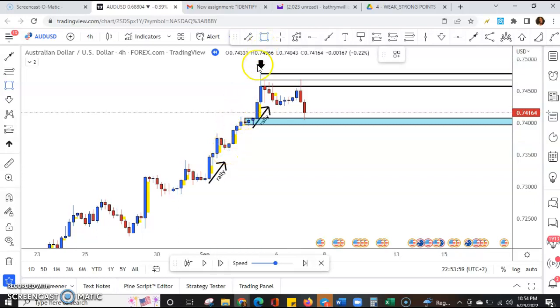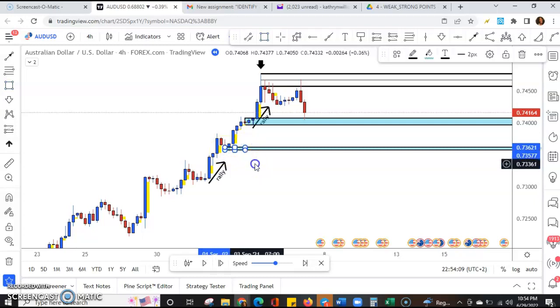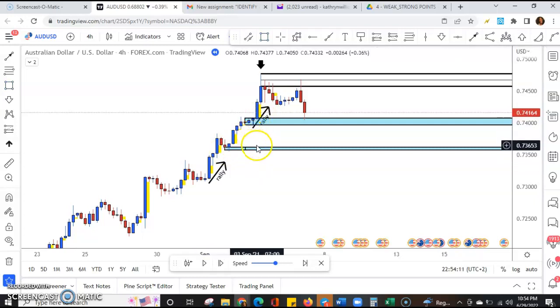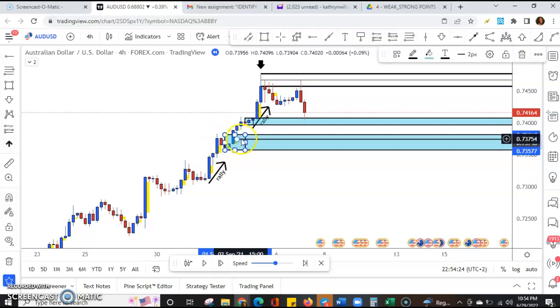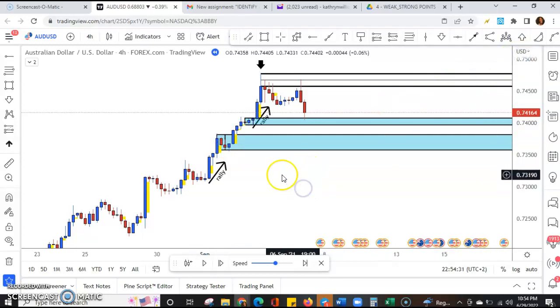Now, don't forget that how you mark your zone can mean the difference of whether or not you are entered in the trade. So remember, if you do wick to body here, there's a possibility that the market comes to this level right here to fill this gap, this imbalance, and continue up. So you might not get in the trade versus whether you mark the entire zone from low to high, and then you have an opportunity to evaluate this entire zone.